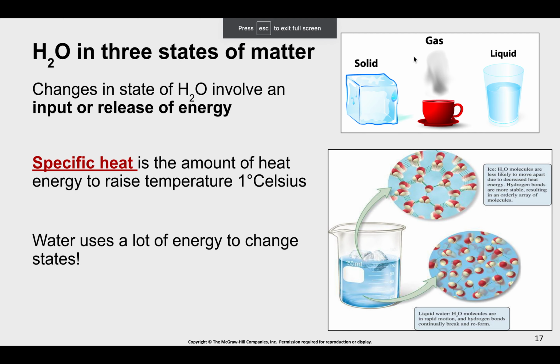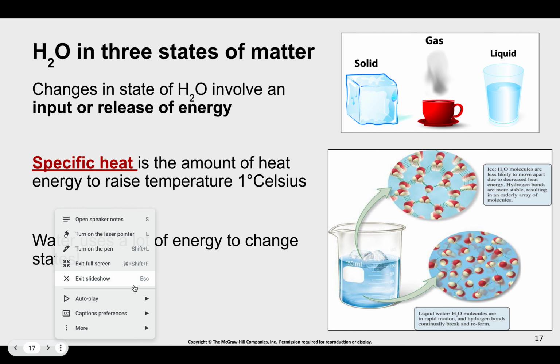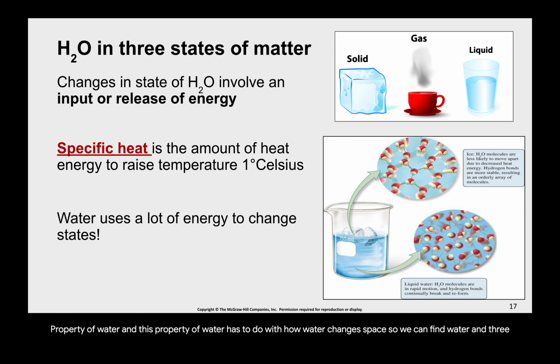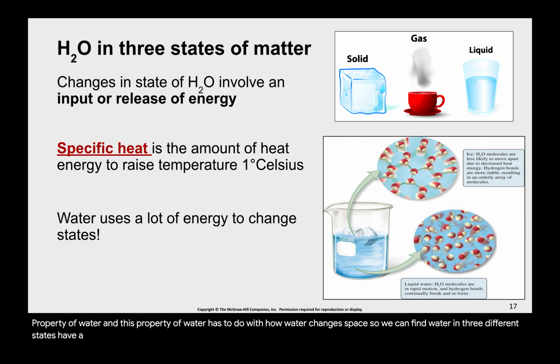All right, I know this is a really content heavy day, so I apologize. All right, so we're going to go on to the next property of water. And this property of water has to do with how water changes states, right? So we can find water in 3 different states: as a solid, as ice, as water vapor, as gas, or as water, as a liquid, right?